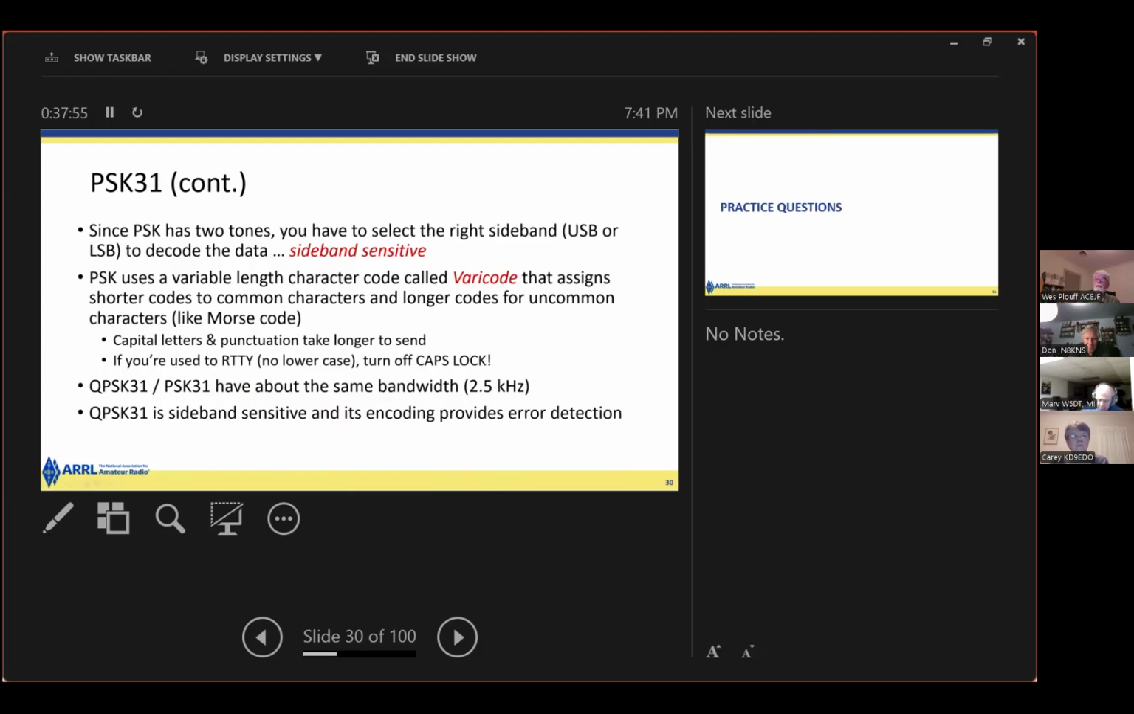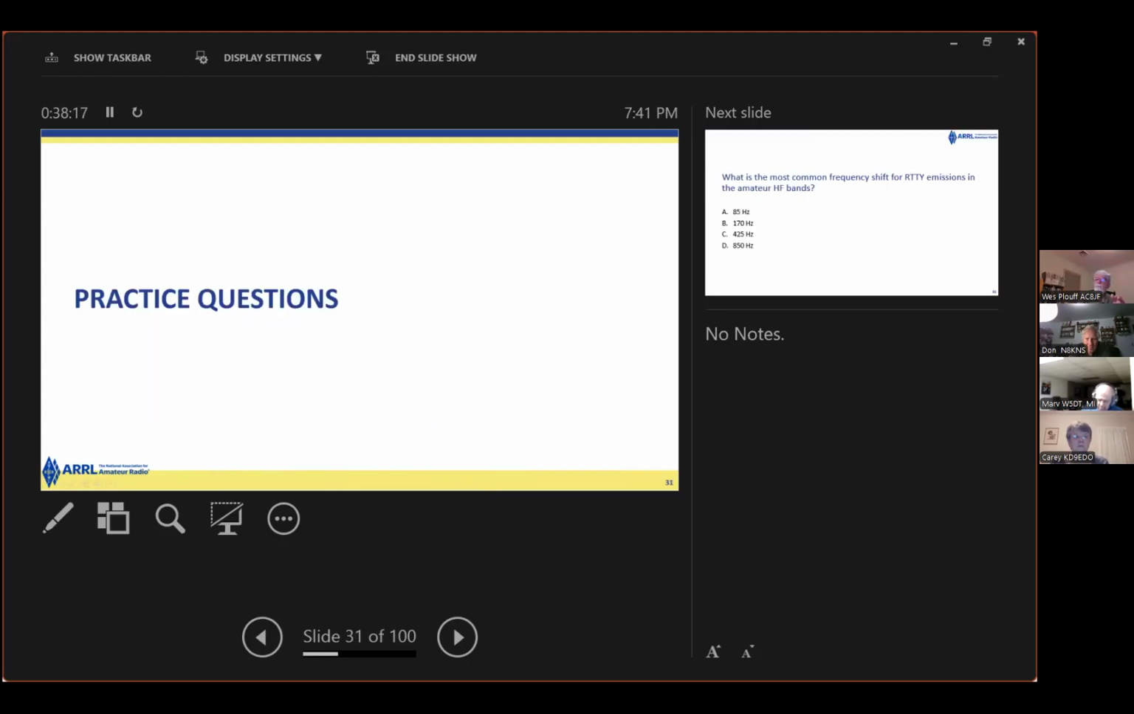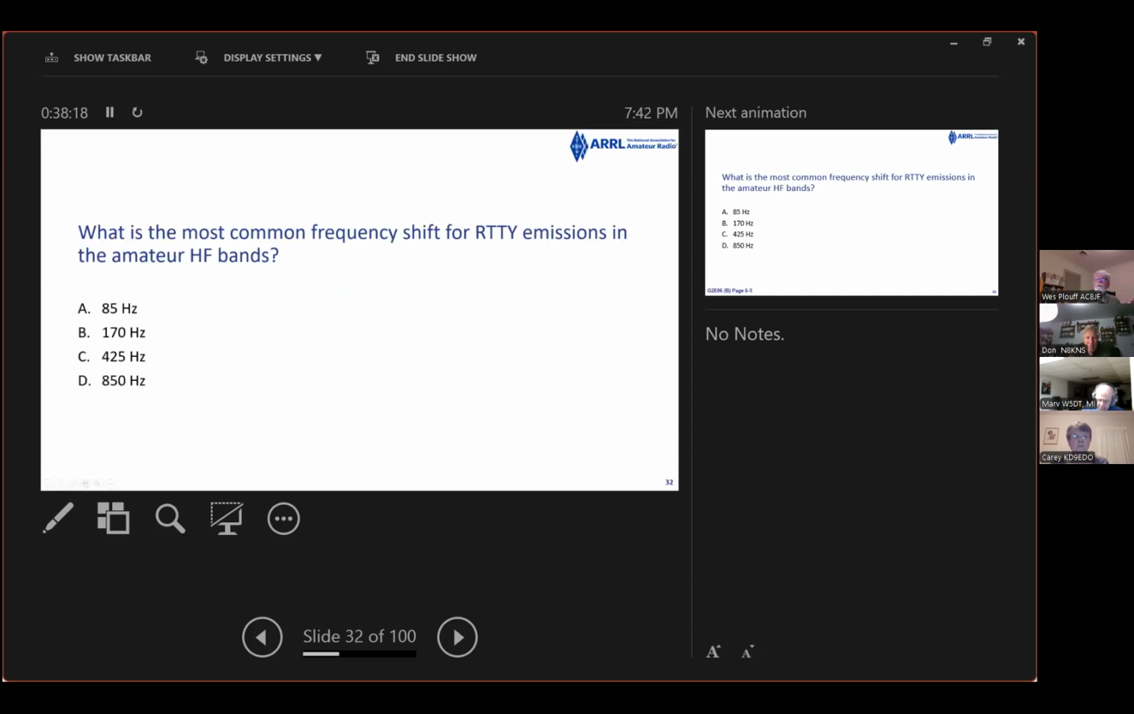So as I said, QPSK and binary PSK have about the same bandwidth. But QPSK31 also provides some error detection because some of the extra bits that you send are used to detect errors in transmission. So let's do some practice questions.